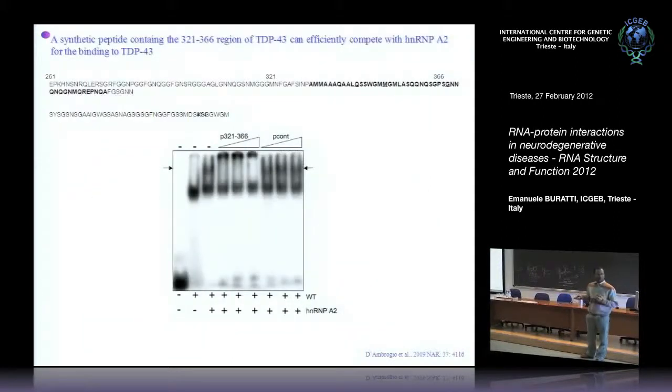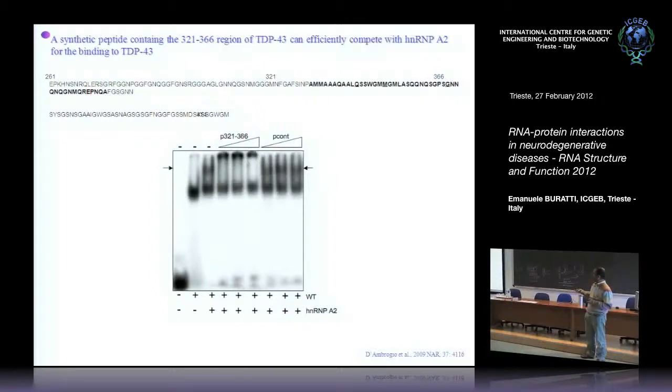But we also noticed one thing, because whilst we were basically validating the binding data, what we were doing was just simply a band shift analysis. So you have this UG repeated probe. When you bind TDP43, you have a band shift because the complex is much bigger. If to this UG TDP43 complex you add HNRNPA2, that is one of the HNRNPs binding to it, then you can see the formation of a supershift.